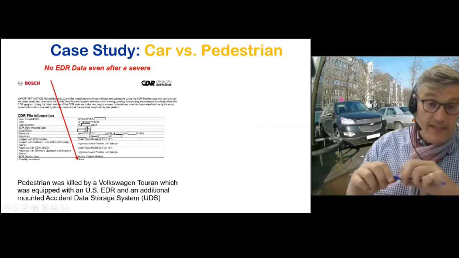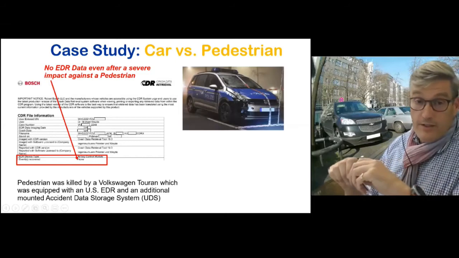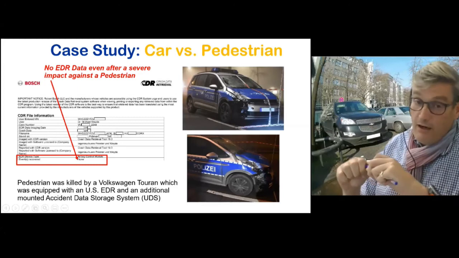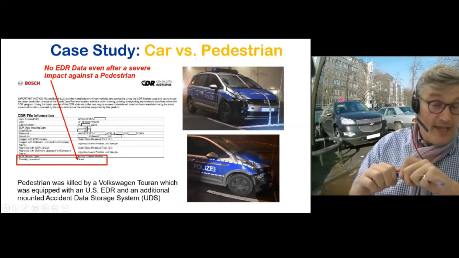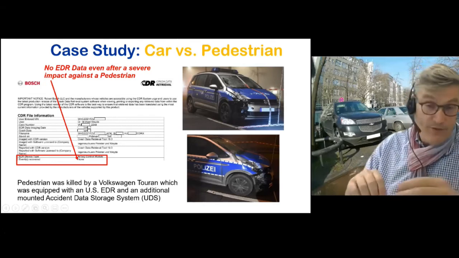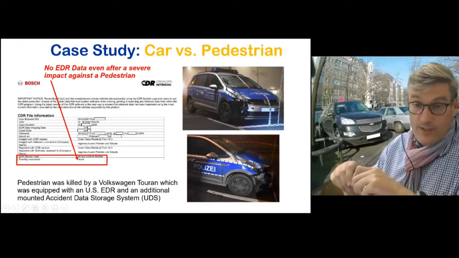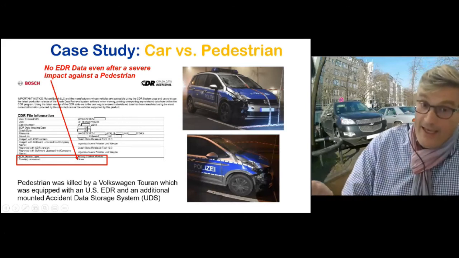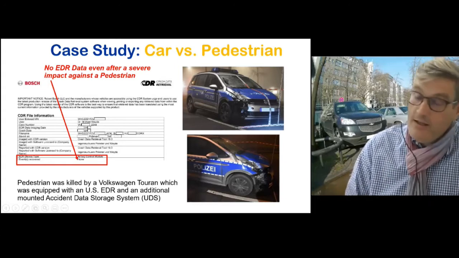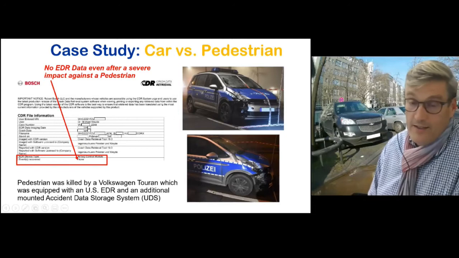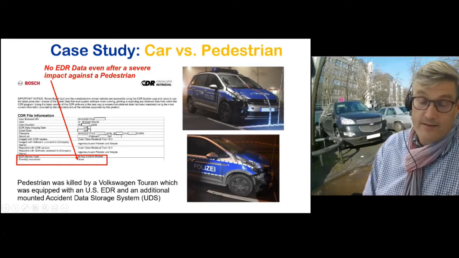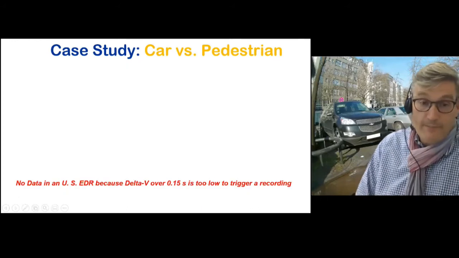We retrieved the data from the airbag control unit via a tool called the Bosch CDR tool, and you see there's no data. And if you look at the car and compare this damage to the damage of the Ford I just showed you, where the airbag deployed, you would also think, as a layman, well, this should have data inside, okay? No, not. No data, no deployment of any restraint system in this Volkswagen Touran. Next, please.